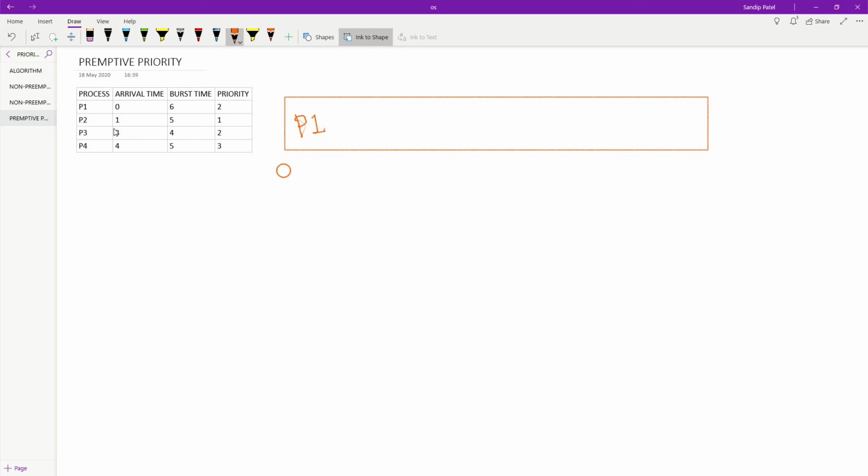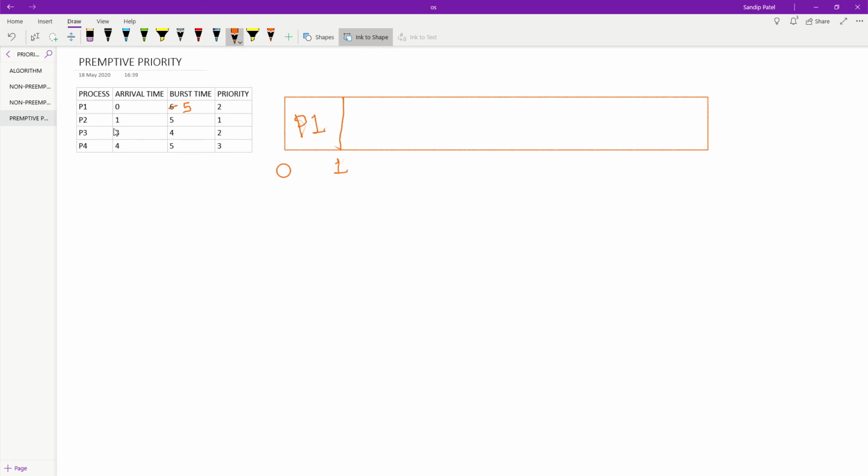We will not be checking right now because no other processes are available for the CPU. So at 1 millisecond your CPU, or your scheduler, will come out. Here P1 has completed 1 millisecond, so that's why it is 5. We will check for any other process.